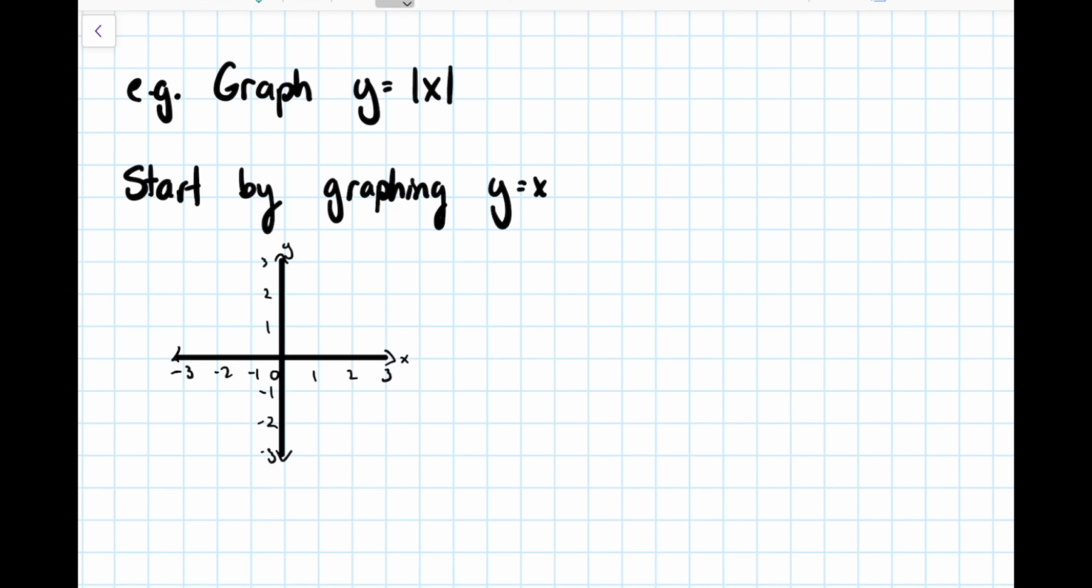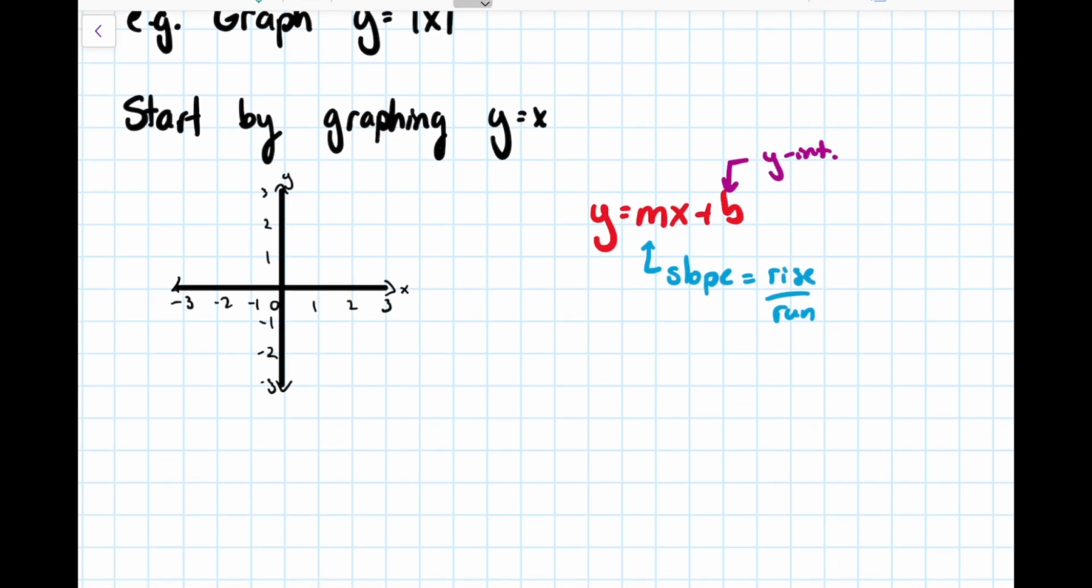But quick review. Remember, the basic linear equation is y equals mx plus b, where m is your slope. And remember, slope is just rise over run. And then b is your y-intercept, so where you cross the y-axis. So for our particular equation here, y equals x, our m is just 1, or 1 over 1 if it makes your life easier, and our b is 0.